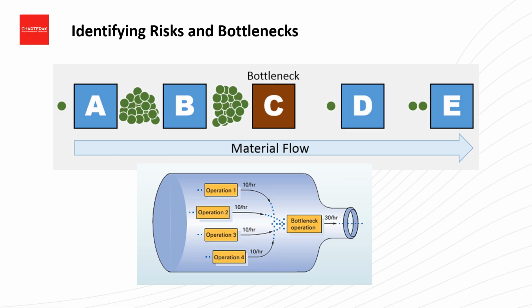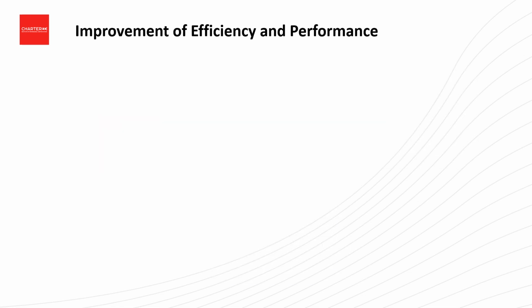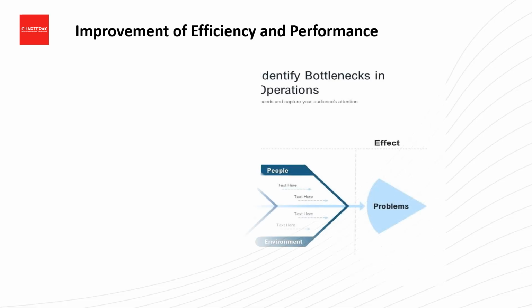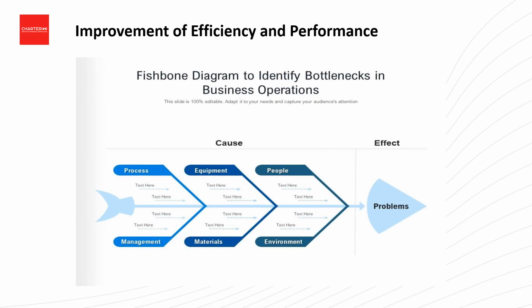Supply chain mapping then is a powerful tool for identifying risks and bottlenecks within the supply chain. By providing a clear and detailed view of the supply chain, it enables organizations to proactively manage these issues, leading to improved efficiency, reduced risks, and better business outcomes. By visualizing the entire supply chain and understanding the flow of goods, information, and finances, companies can identify areas for improvement and streamline their operations.